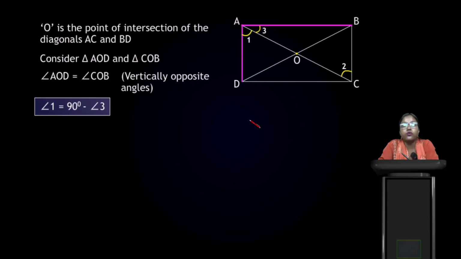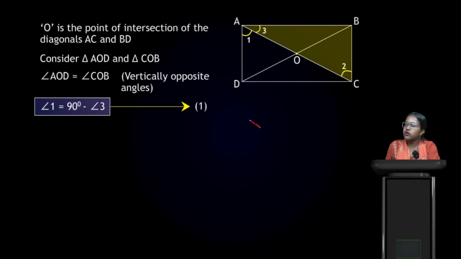Why? Because what we know, a rectangle having all the angles are 90 degree. So as this angle A full is 90 degree, that means if you subtract angle 3 from 90 degree, what will you be left with? You will be left with angle 1. So that's why we can write angle 1 is equal to 90 degree minus angle 3. So this is equation 1 we can say.